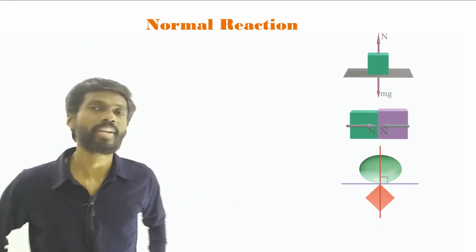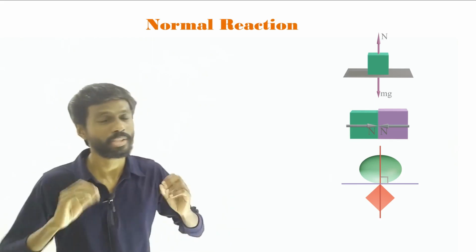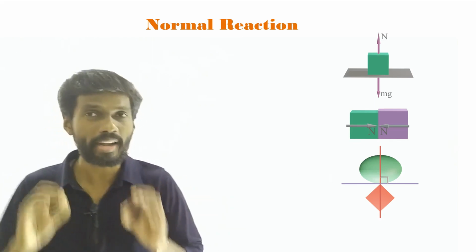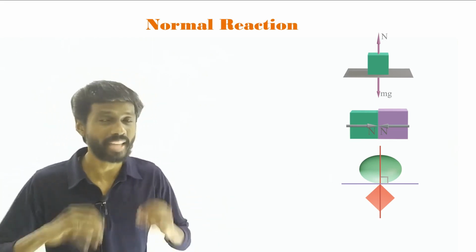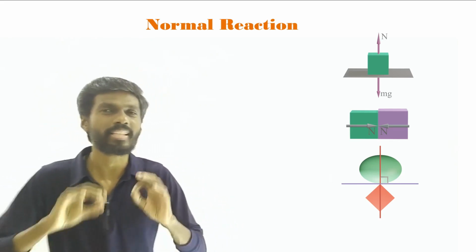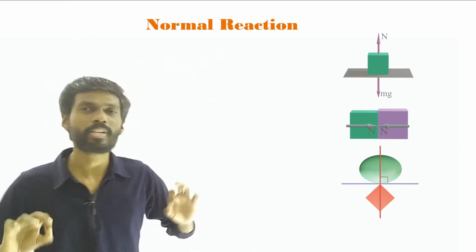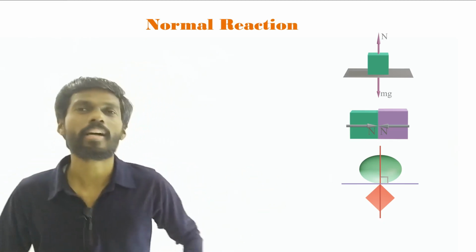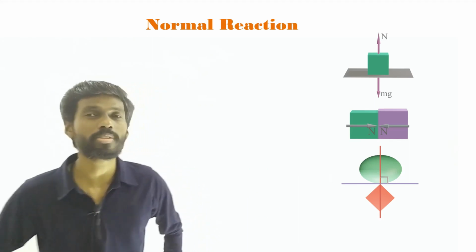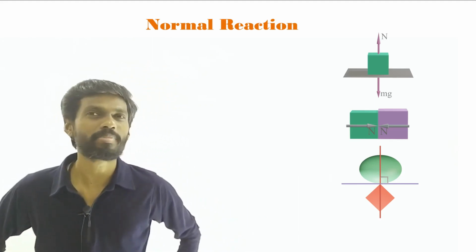So what is normal reaction? When two surfaces come in contact, if one exerts force on the other, this force is called a normal reaction, and the direction of normal reaction is perpendicular to the surfaces in contact. That's all. These are the only points that we are going to use here today. No more theory, only these points, and in addition to that, we are going to use Newton's laws of motion. So let us use this to solve some questions. Let's start with some simple questions.